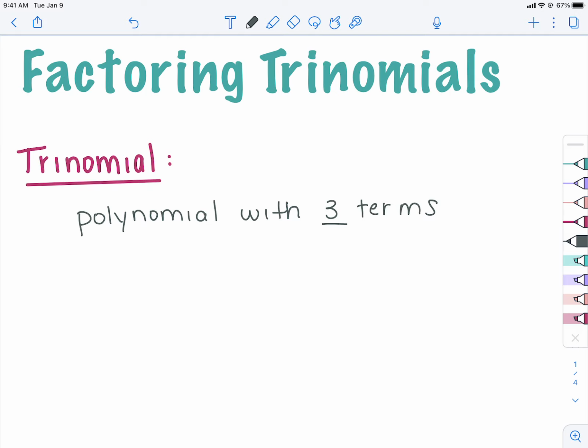And when we're talking about trinomials, we like to write them as x squared plus bx plus c, where b is going to be a number and c is going to be a number. But if we were writing them in standard form, we want the x squared to come first because that has the biggest exponent. Then we want the term that just has an x to come next. And then the last term will always be the term that's just a number.